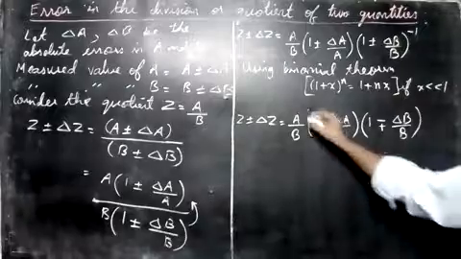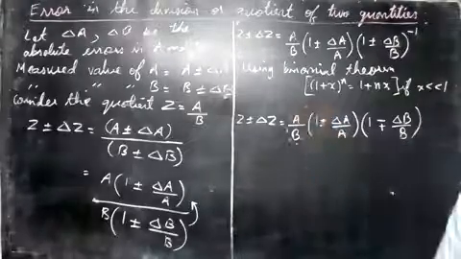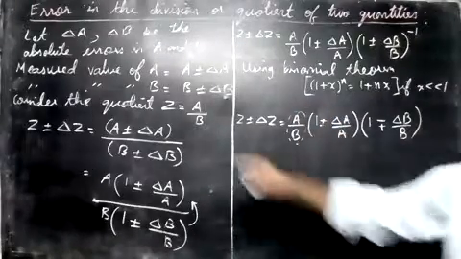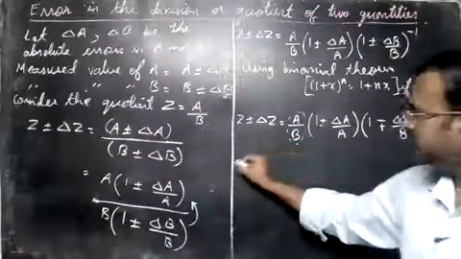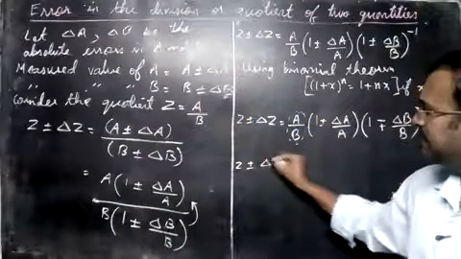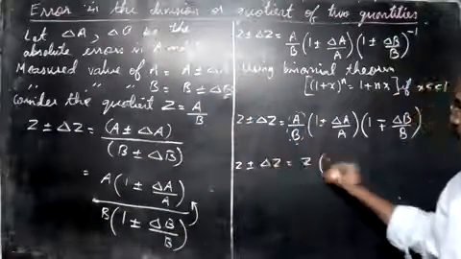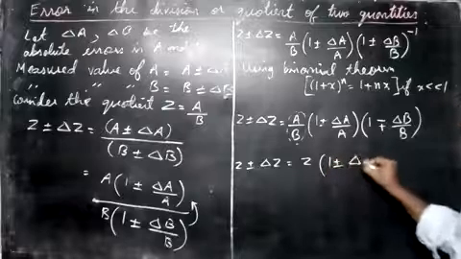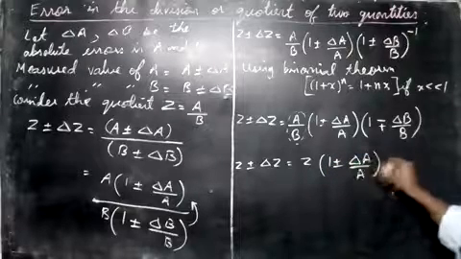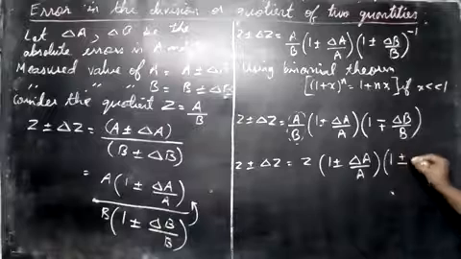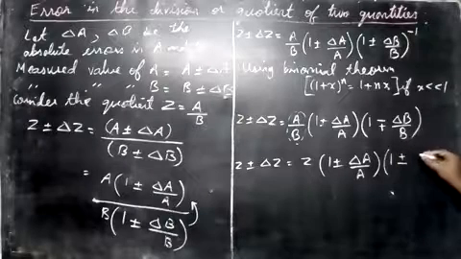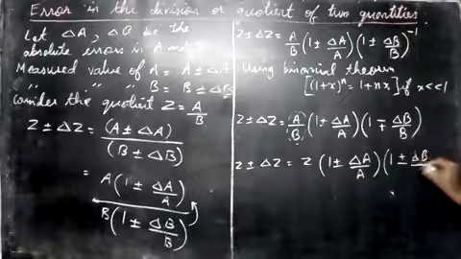Now A by B we can write as Z itself, since we learned that Z is equal to A by B. So Z plus or minus delta Z is equal to Z into 1 plus or minus delta A by A, into 1 plus or minus delta B by B. This is also plus or minus only; you can write minus or plus, both are the same.